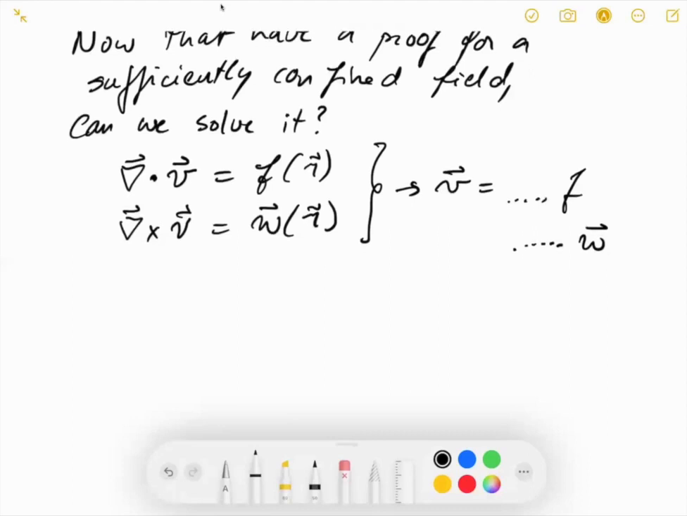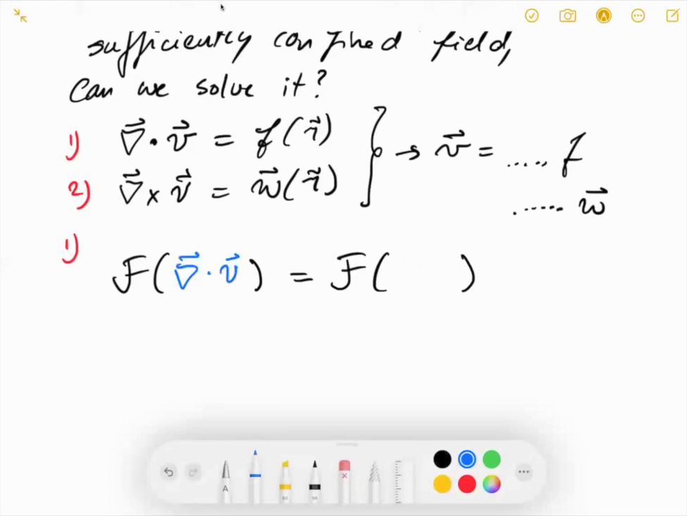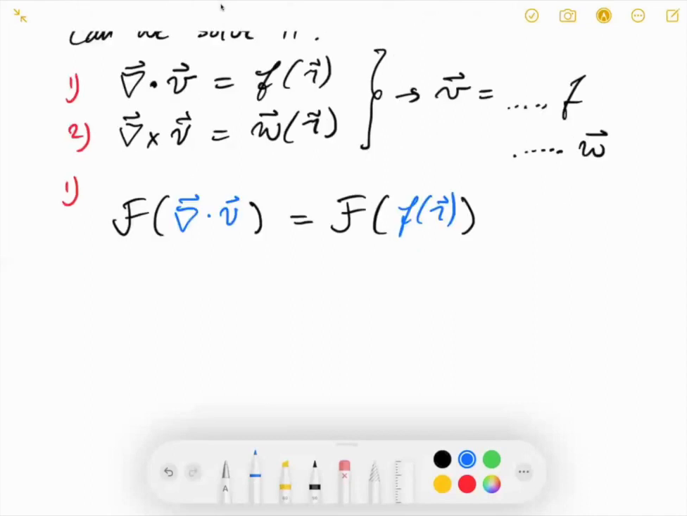And hopefully by now, you know that when we have differential equations and we're trying to invert them, so solve them as generally as possible, our workhorse is the Fourier transform. All right, so let's do that. So let's say we have 1, 2. We're going to start on number 1 first. We're going to take the Fourier transform of both the left-hand side and the right-hand side. The left-hand side, of course, is the divergence of V, and the right-hand side is F of R. The left-hand side becomes i k vector dotted with the Fourier transform of V. And the right-hand side is the Fourier transform of F of R.